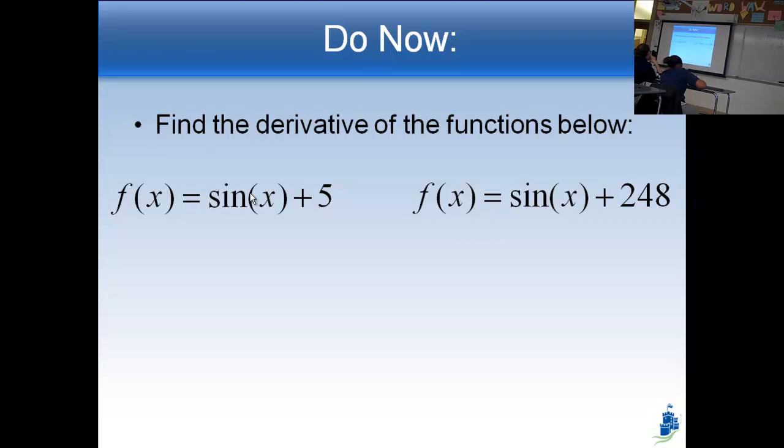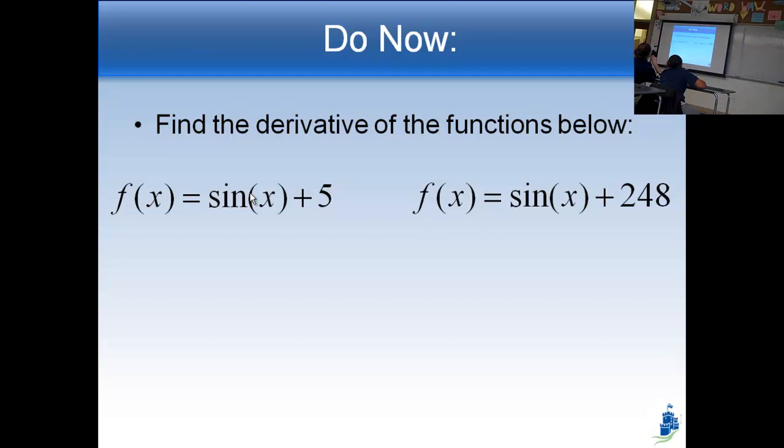The do now says take the derivative of these two functions. Okay. What's the derivative of sine? What's the derivative of cosine? What's the derivative of negative cosine? Negative sine. Wait, no, sine. What's the derivative of anything? Positive or negative? Negative. That's a good trick.